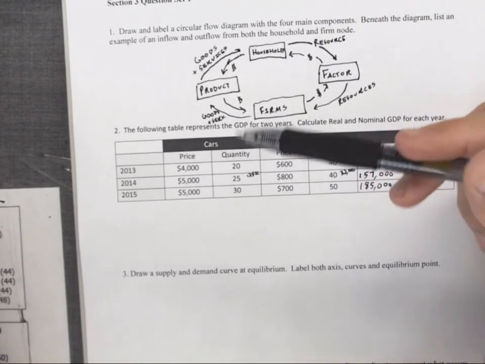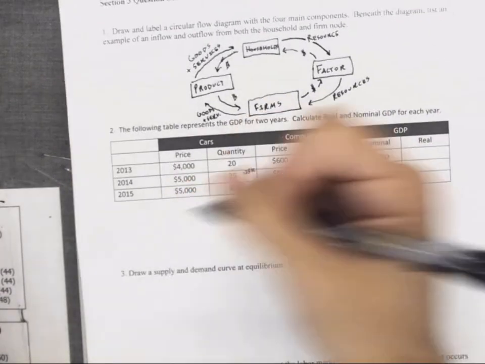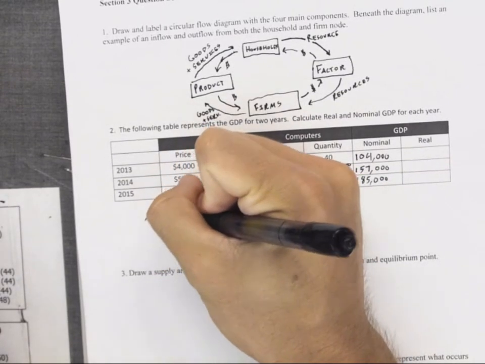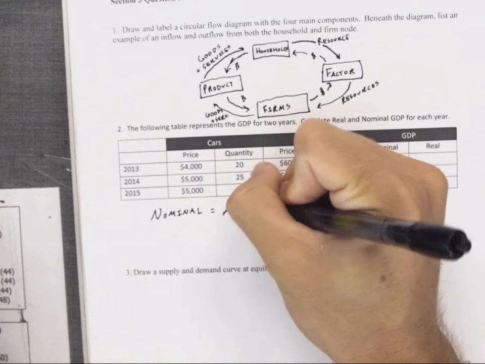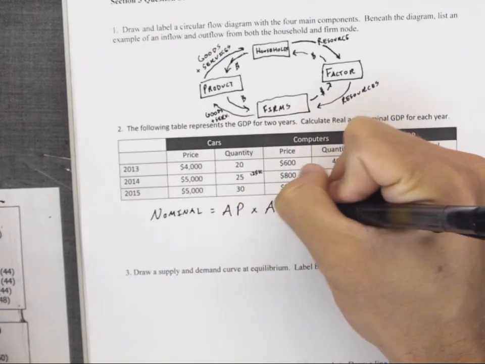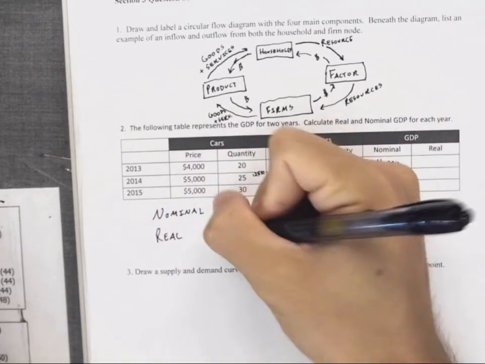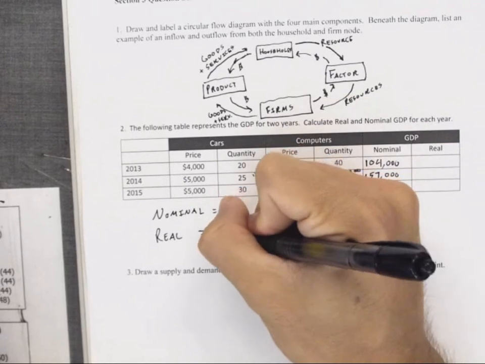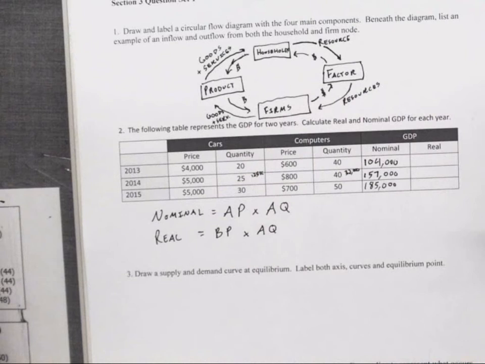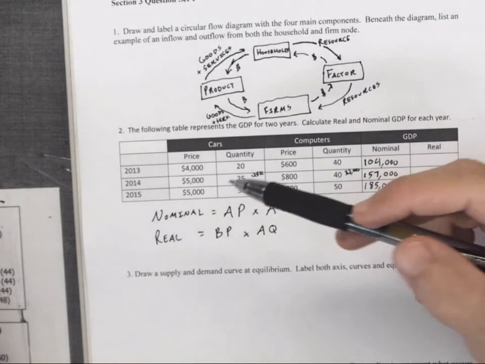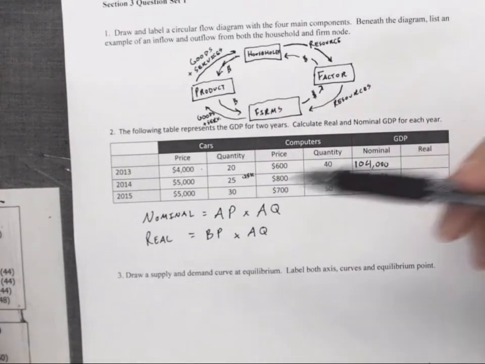Nominal, again, price tags, price times quantity. So if you're someone who is more inclined to use a formula, nominal equals actual price times actual quantity. Now, real, then, is going to equal base price times actual quantity. So remember, real, we're trying to say if there is no change in price level. So if there's no change in price level, price stays the same as the base year. But quantity, which represents the production of the economy, is what's going to change.